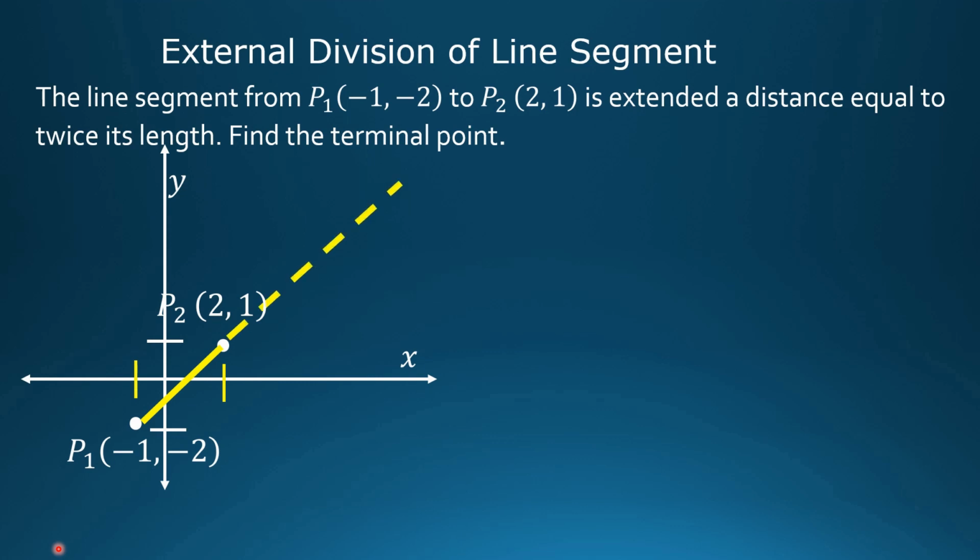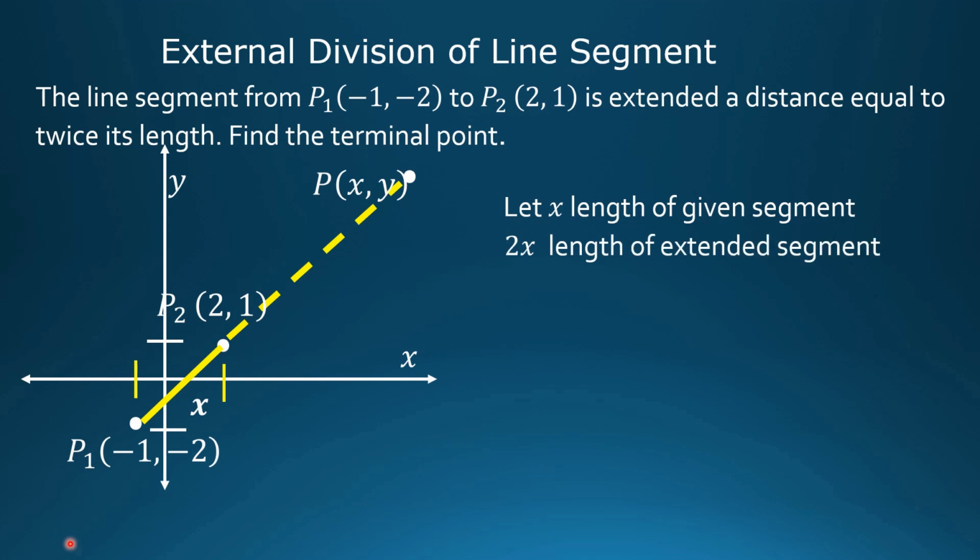This is extended to a certain point. Let us represent the point by P, and let us represent the coordinates by X and Y. According to the problem, the line is extended a distance equal to twice its length. Let us represent by X the length of the given segment, and by 2X the length of the extended segment. So from P sub 2 to P is 2X.